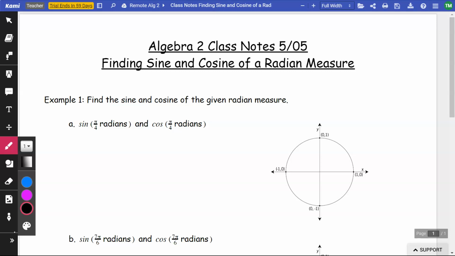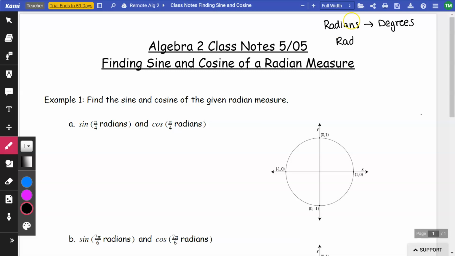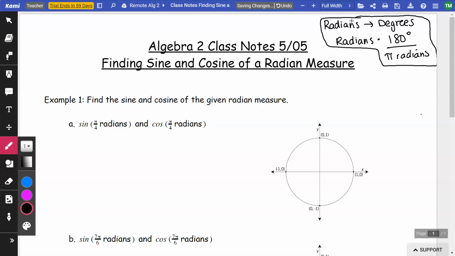Before we get started, I just want to remind you from our lesson yesterday on how to convert radians to degrees. We use the ratio 180 degrees over pi radians. So if I wanted to convert radians to degrees, I would take my radians and simply multiply them by 180 degrees over pi radians. So that's going to help us understand where radian measures are on the unit circle.